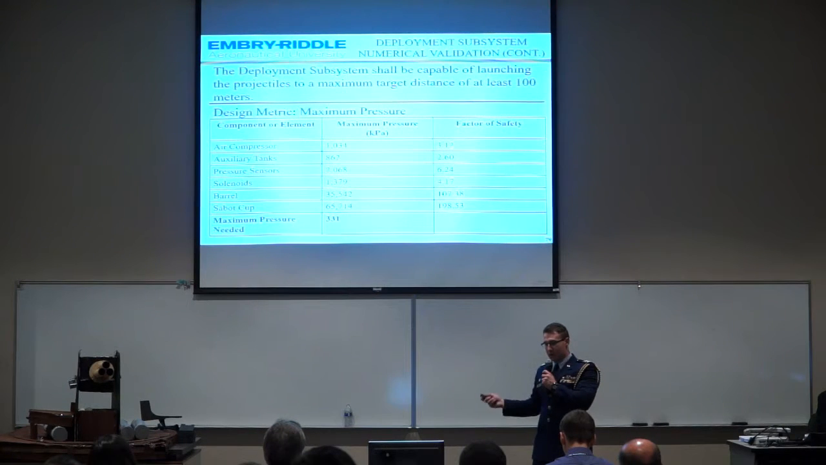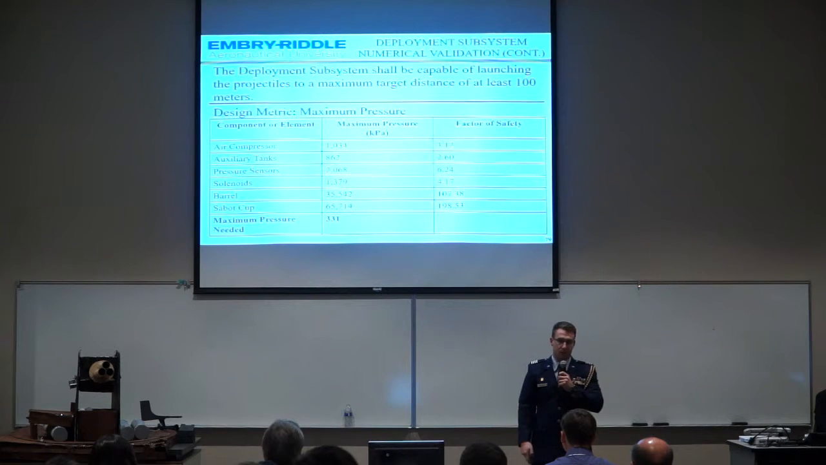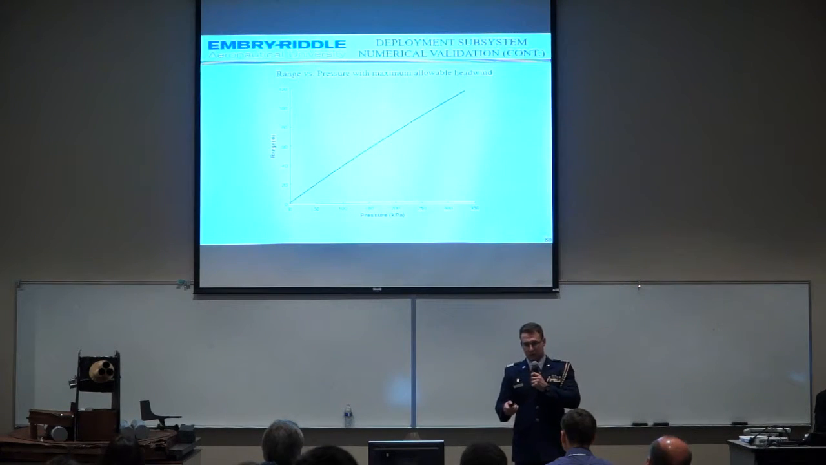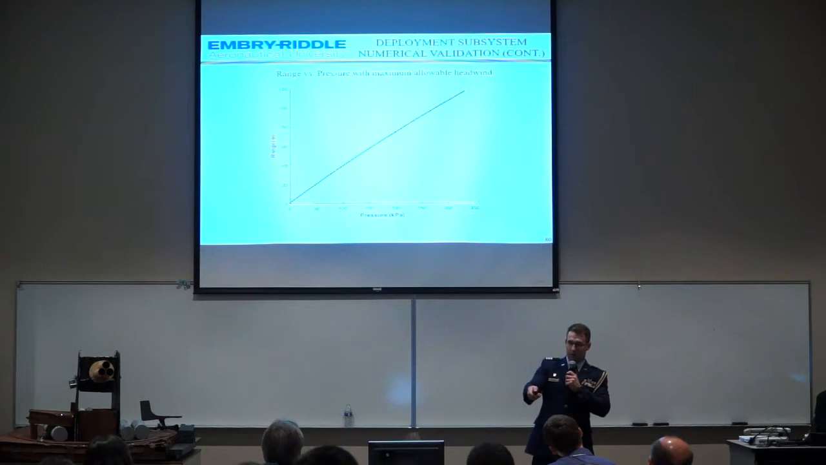The factors of safety are listed on the right-hand side. The barrel and the sabot cup, you'll notice, have very, very large factors of safety. The reason for this is because we're not using a huge amount of compressed air, and they are made out of that low-carbon steel, so they are very strong. But all of these elements and components will withstand our maximum needed pressure, which is 331 kilopascals. Here's a graph that shows what I was just talking about, our range versus pressure, and as you can see, we will be within our tolerances up here towards the 331 mark.